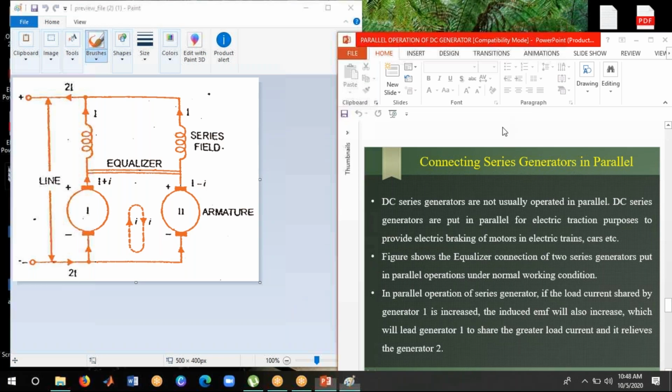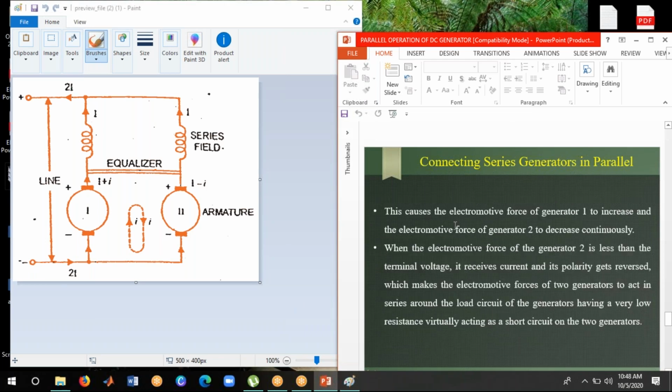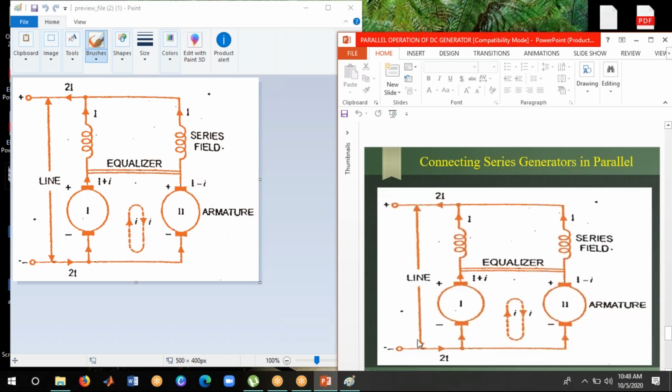ఓకేనా. రైట్, సీ హియర్. సో ఈ విధంగా యూజ్ చేసినప్పుడు ఏమవుతుందంటే ఒక జనరేటర్ యొక్క ఈఎంఎఫ్ అనేది ఇంక్రీజ్ అవుతుంది, ఇంకోటి డిక్రీజ్ అవుతుంది. అంటే రెండు ఆపోజిట్ డైరెక్షన్ వస్తుందన్నమాట. సో ఆపోజిట్ డైరెక్షన్ ఉన్నప్పుడు ఏమవుతుందంటే దేర్ ఇస్ యాక్షన్ ఆఫ్ మెకానిజం ఆఫ్ బ్రేకింగ్. ఓకేనా. సో సిరీస్ జనరేటర్స్ ప్యారలల్ కనెక్ట్ చేయాలంటే ఏ సందర్భంలో యూజ్ చేస్తారు అంటే బ్రేకింగ్ మెకానిజం అవసరం అయినప్పుడు యూజ్ చేస్తారు.